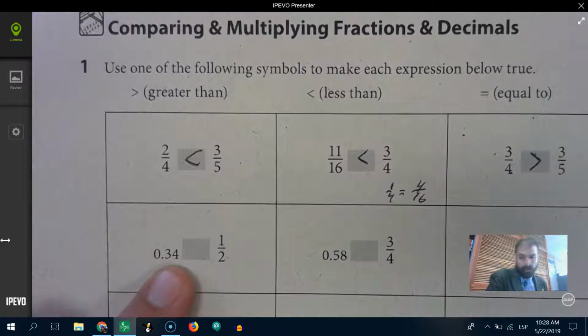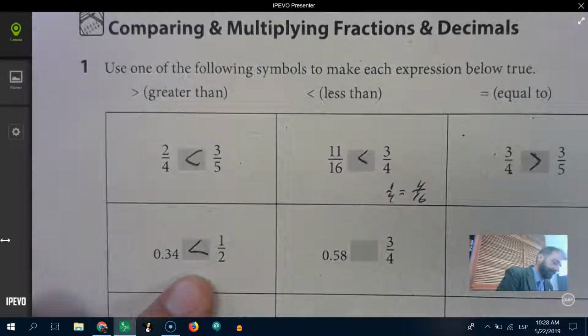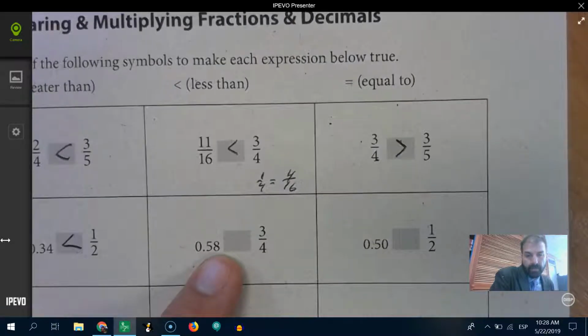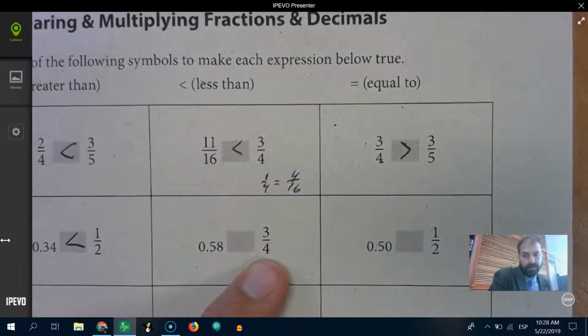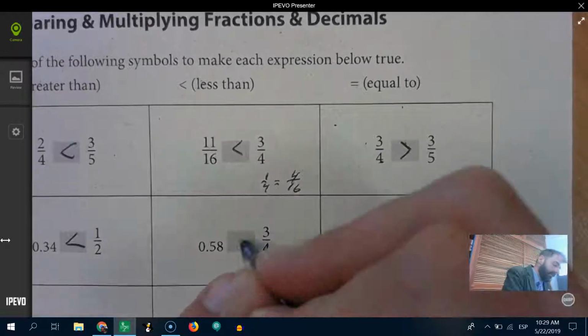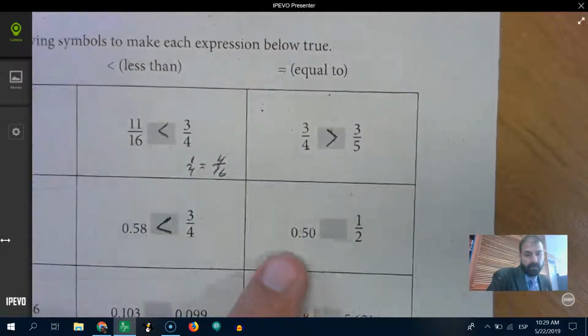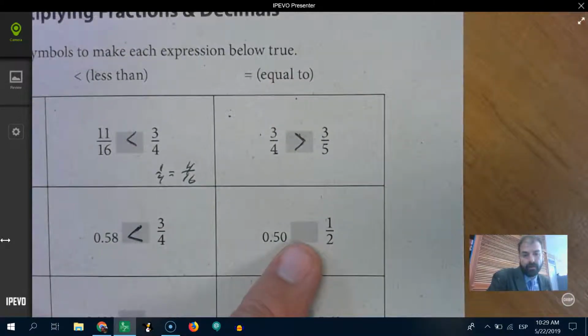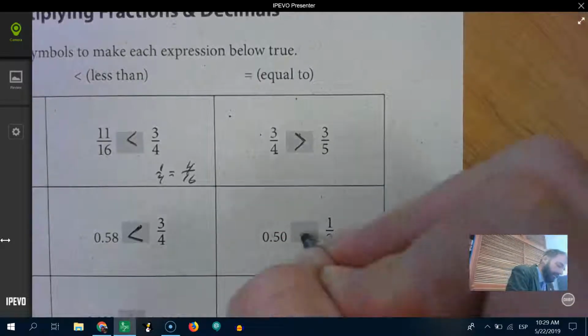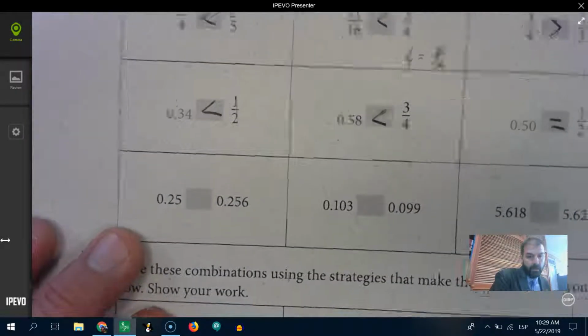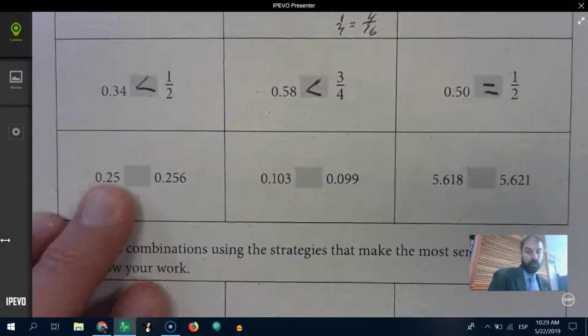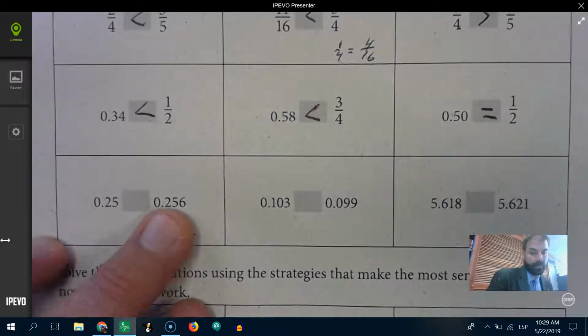Alright, so we have 34 hundredths and 1/2. Well, I know 1/2 is 0.5 or 50 hundredths, so that's way greater. I have 58 hundredths, and comparing that to 3/4. Again, this is one I should know in decimal form. 3/4 is 0.75, 75 hundredths, so 3/4 is way more than 58 hundredths. And here I have 0.50 and 1/2. Well, I know 1/2 and 0.50 or 50 hundredths is the same thing, so I can say that these are equal.